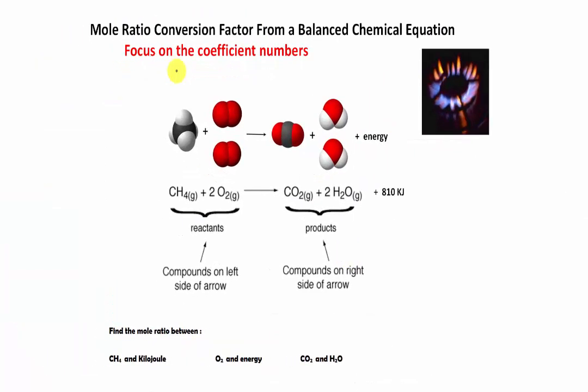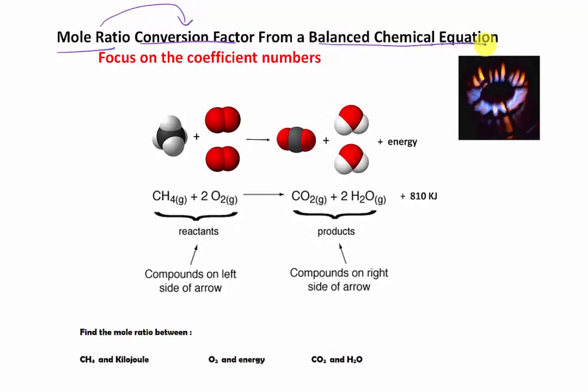First of all, a mole ratio is a conversion factor from a balanced chemical equation. Again, it has to be a balanced chemical equation. Notice how we have a balanced chemical equation here. What does the word balance mean? The word balance means that the number of atoms on this side must equal the number of atoms on that side. For instance, we have one carbon atom. This side also has a carbon atom. We have 4 oxygen. This side also has 4 oxygen. That's why we have the term balance.